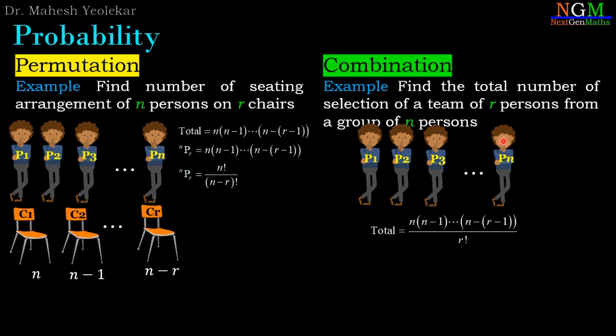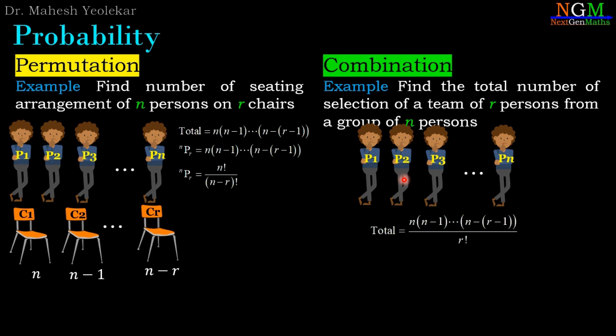Just for example, suppose r equals 3, that means we are making a team of 3 persons. The first selection is P1, P2, P3. But this team can also be selected in different forms: P1, P3, P2; P2, P1, P3; P2, P3, P1; P3, P2, P1; and P3, P1, P2.